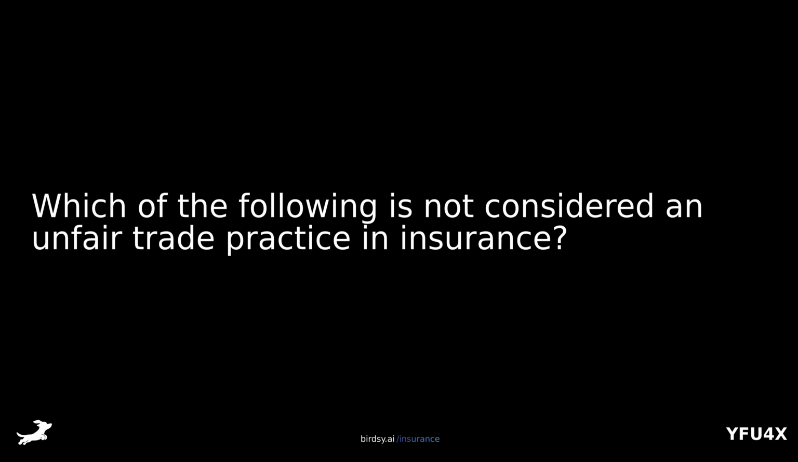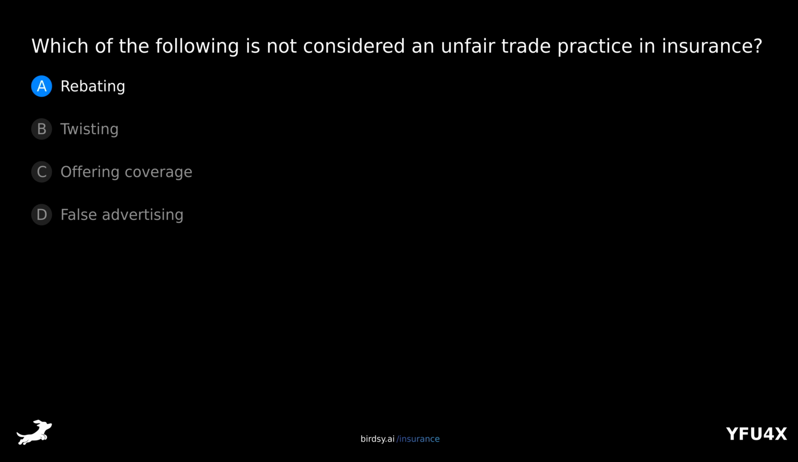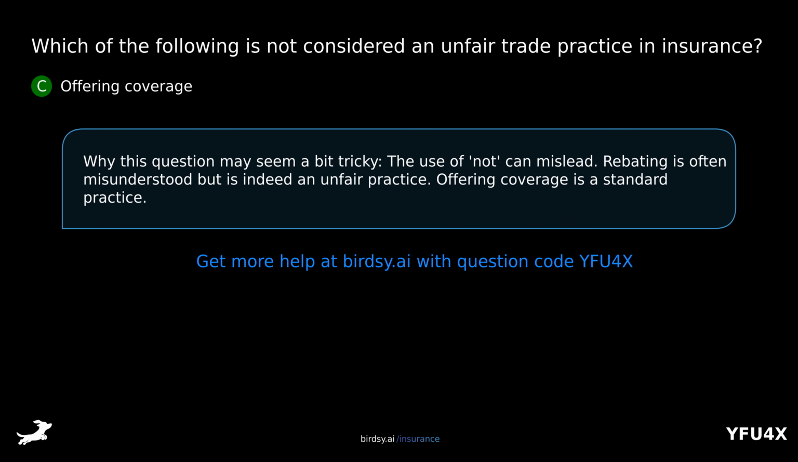Which of the following is not considered an unfair trade practice in insurance? Is it A, rebating, B, twisting, C, offering coverage, or D, false advertising? The answer is C, offering coverage. Why this question may seem a bit tricky: the use of "not" can mislead. Rebating is often misunderstood, but is indeed an unfair practice. Offering coverage is a standard practice.